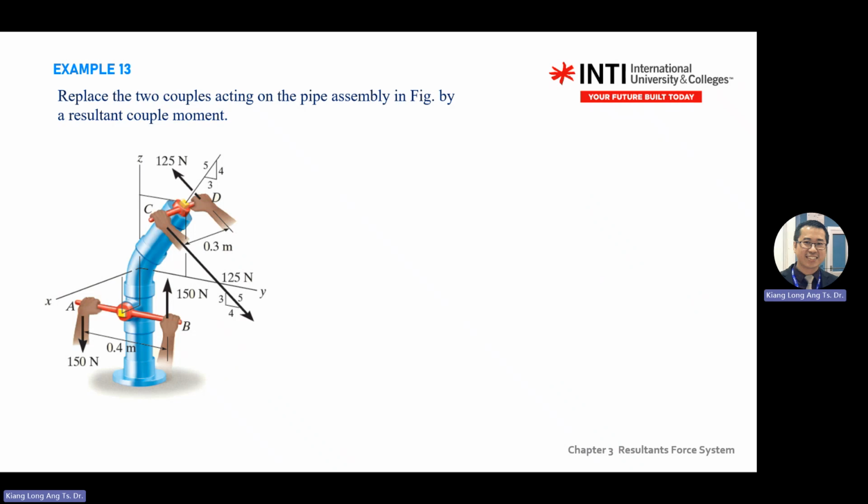So here, how many forces do you have? You have 125 over here. Here also 125. So this one has one set of moment going anti-clockwise. This one also anti-clockwise. So you have two moments here, and you have three axes, x, y, z.